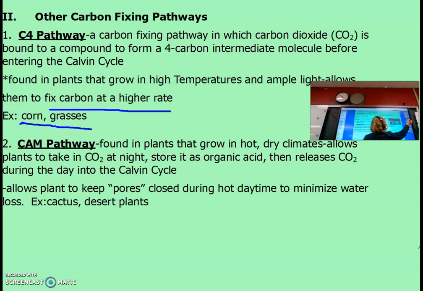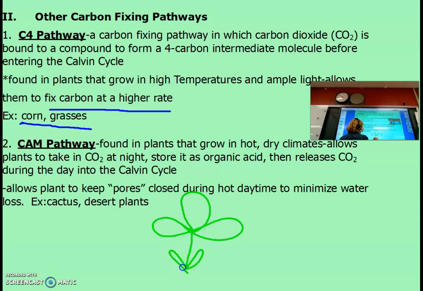Remember we talked about the structure of plants. This is my plant. Whoops, I don't want to have a flower, I want to have a leafy plant. This is why I'm not an art teacher, everyone. This is why.